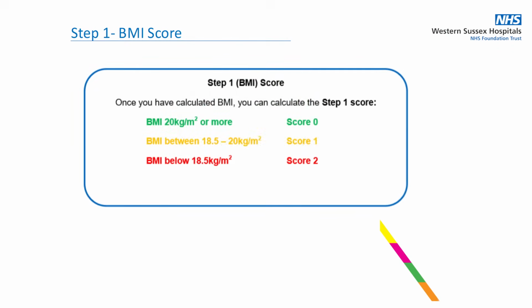A BMI of 20 or more gives a score of 0. A BMI of 18.5 to 20 scores 1. A BMI below 18.5 scores 2.